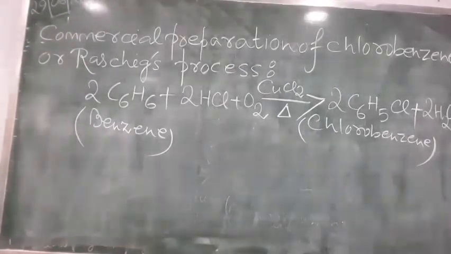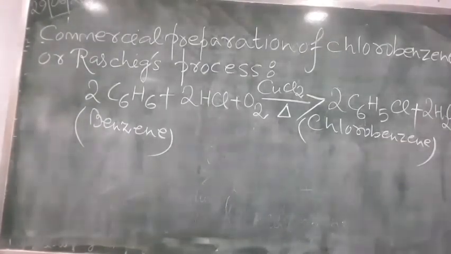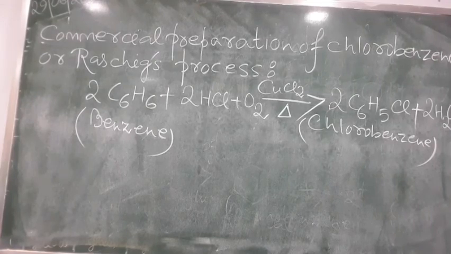Now I am going to discuss commercial preparation of chlorobenzene, which is also known as Raschig's process. So here what we do actually, chlorobenzene is prepared commercially by passing a mixture of benzene vapors, air and hydrogen chloride over heated cupric chloride. So this reaction is known as Raschig's process.